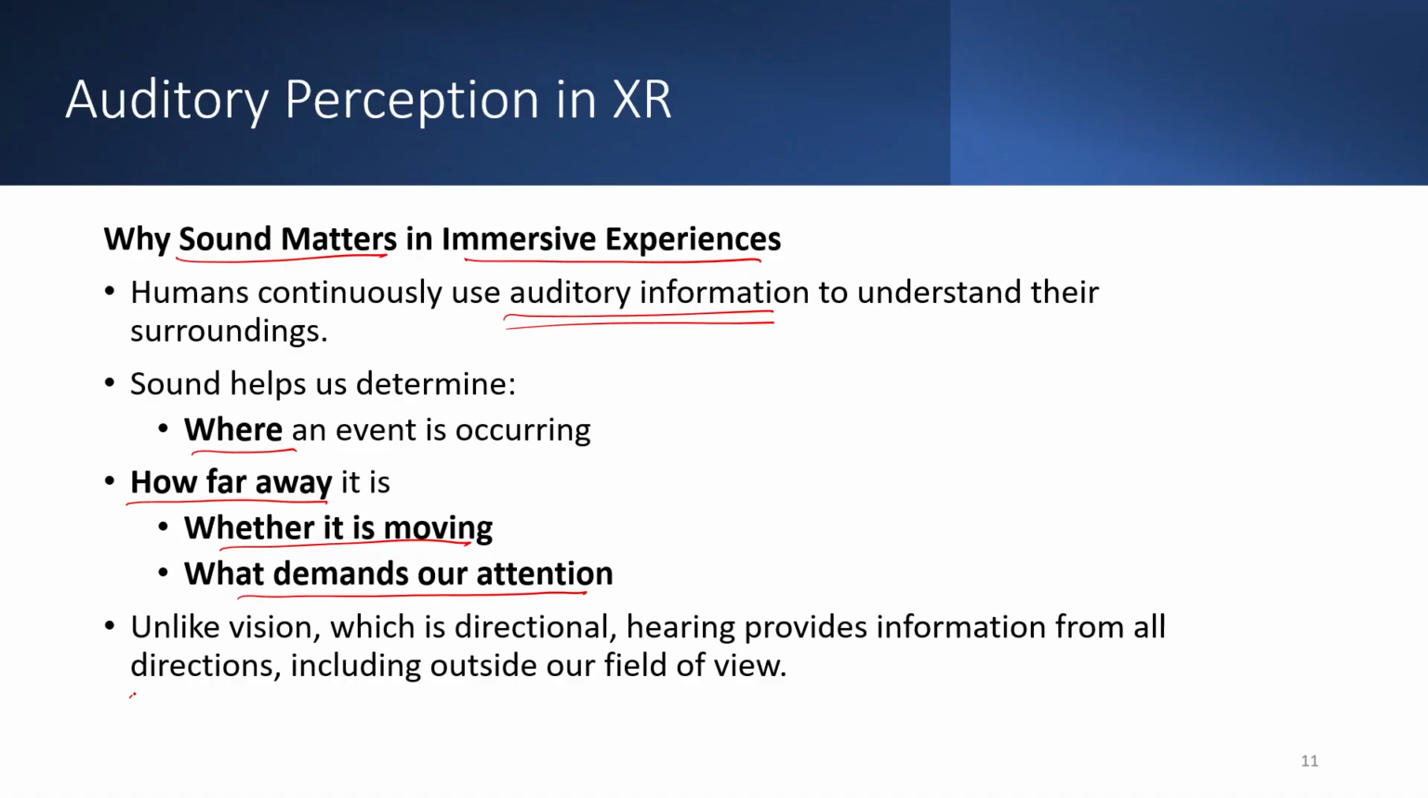Unlike vision, which is directional, hearing provides information from all directions. So, for vision, we know that a specific object is in a certain location and that light is coming from that particular location, from that object. But for audio, the sound is coming from all directions, including outside of our field of view. So, for visual information, it is our field of view that we depend on, and what we are seeing is what we are sensing. But for audio information, we might get information from outside our field of view as well.